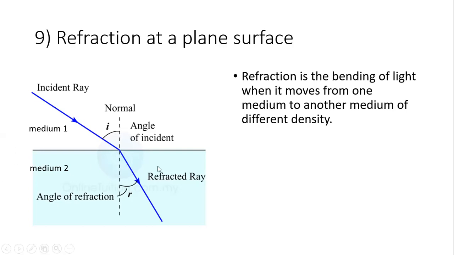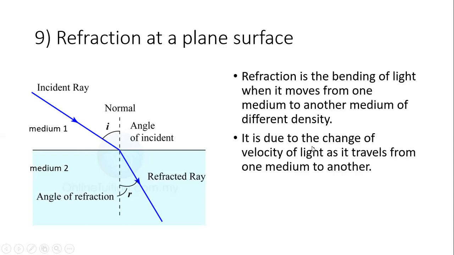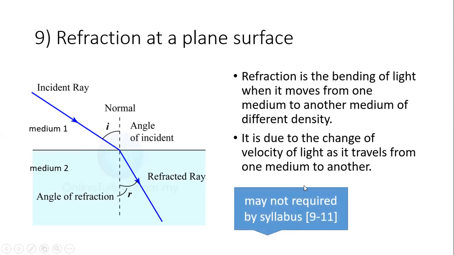Remember, if this is denser, that means the refractive index is larger in medium 2. So instead of going straight through, it is refracted towards the normal. So what is refraction? Bending of light when it moves from one medium to another medium of different density. Different density means different refractive index. It's due to the change in velocity of light as it travels from one medium to another. It may not be tested directly, but I think you are expected to know what you have done in your STPM.